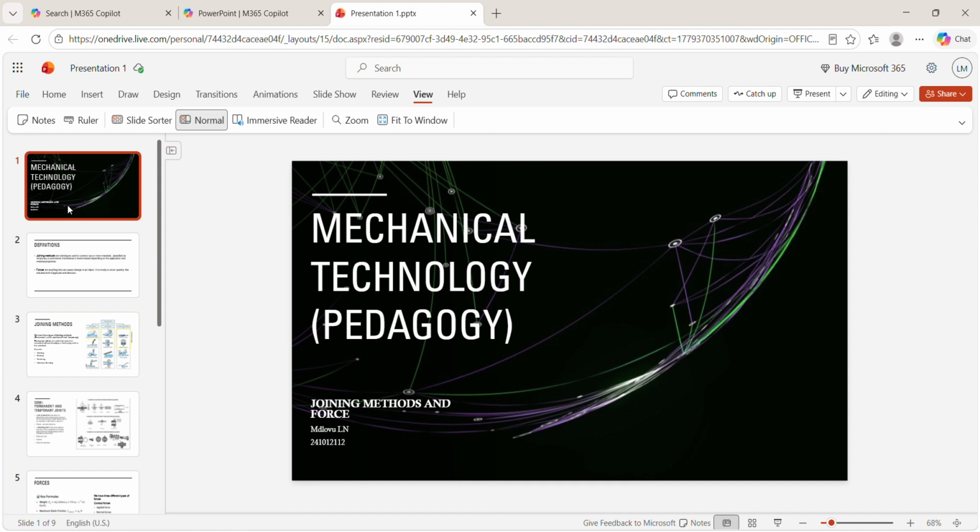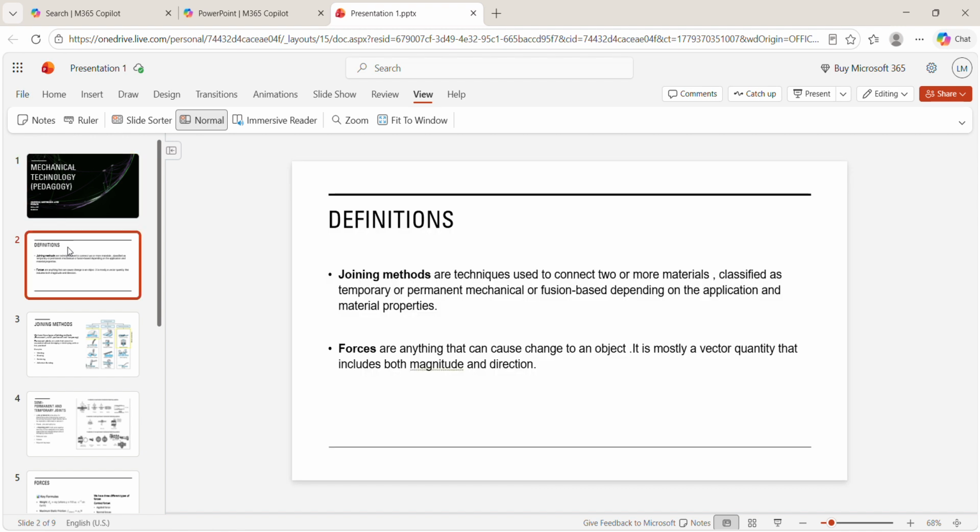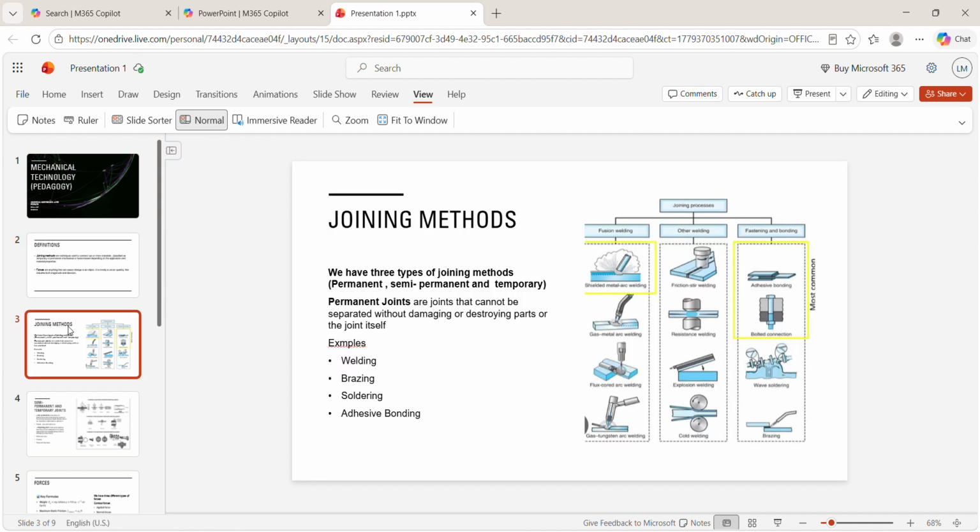Good morning everyone, my name is Mdleko Lebohang, and today we're going to be learning about joining methods and forces at mechanical technology grade 11. So firstly we're going to define joining methods, which are techniques used to connect two or more materials, classified as temporary or permanent, mechanical or fusion based, depending on the application and material properties. And forces are anything that can cause change to an object, a vector quantity that includes both magnitude and direction. So now we're going to look at the different types of joining methods.